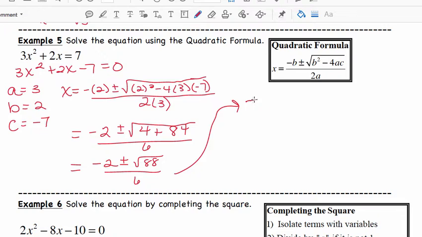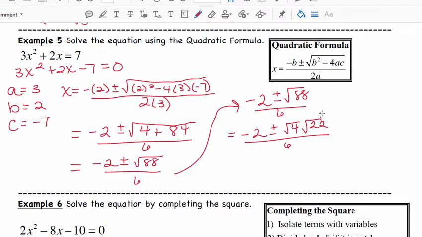Then we have negative 2 plus or minus the square root of 88 over 6. Okay, so that root 88 needs to be split up into two factors, where one factor is a perfect square. And the perfect square that divides into the 88 is 4. 4 times 22 gives you 88, and 4 is a perfect square. So once you split 88 up into those two factors, you can square root that 4, and the square root of 4 is 2. So you end up with root 88 turning into 2 root 22.